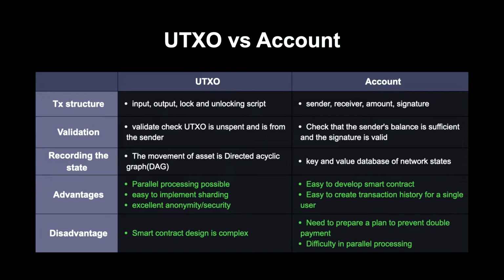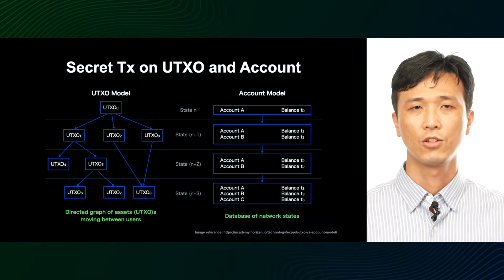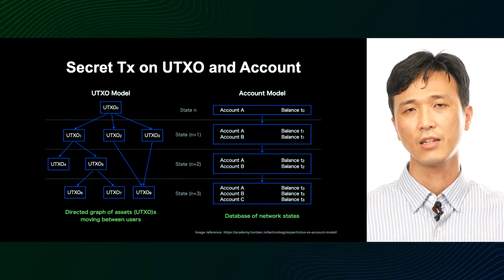So here are the advantages and disadvantages of UTXO. UTXO has parallel processing, it's easy to implement sharding, and it has excellent anonymity and security features, but account has its own advantages. And the disadvantage for UTXO is that smart contract design is complex, and it's difficult to do parallel processing in account, and you need to prepare a plan to prevent double payment.